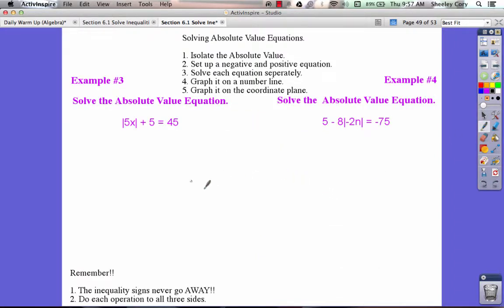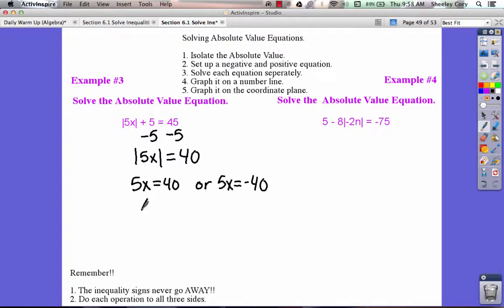Now let's look at 2 other problems here. We've got another one just like this. Again, these absolute value signs, you can't do anything with them until you get rid of the stuff on the outside. So we're going to subtract 5, and that's going to be the absolute value of 5x equals 40. So the distance I am from 0 is 40. What 2 numbers are 40 from 0? Well, that's 40 and negative 40. So 5x has to equal 40, or 5x has to equal negative 40. If you divide by 5 here, that's x equals 8. And if you divide by 5 here, that's x equals negative 8.